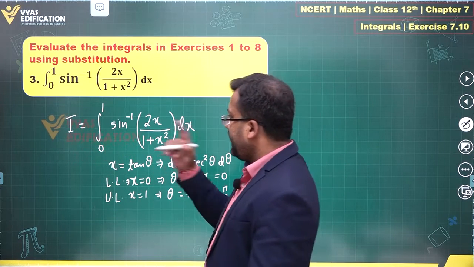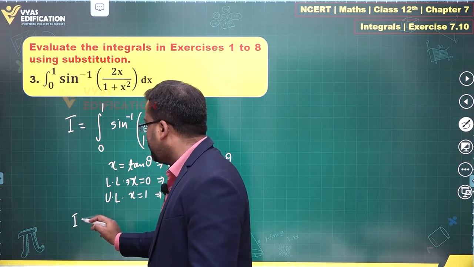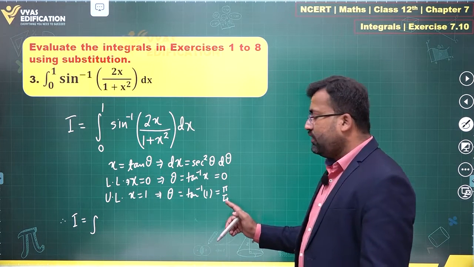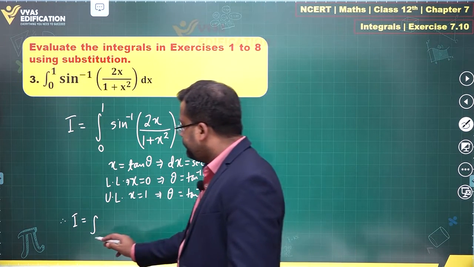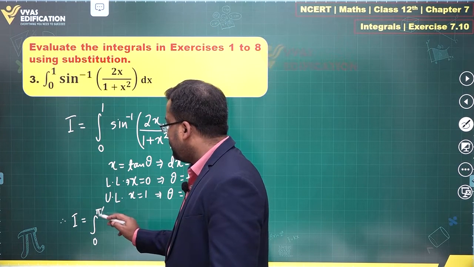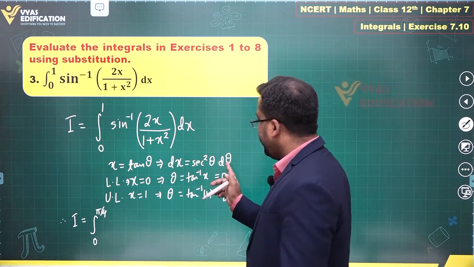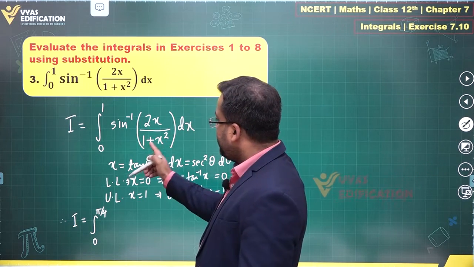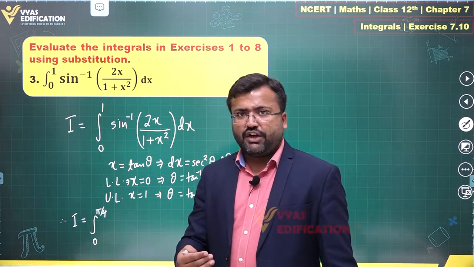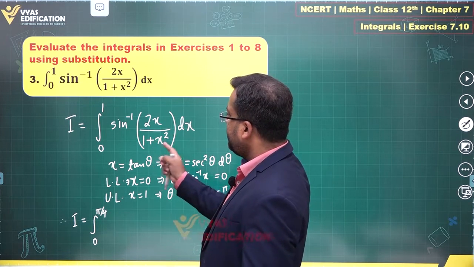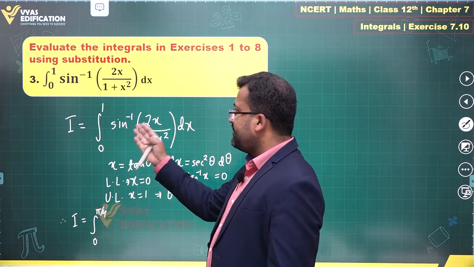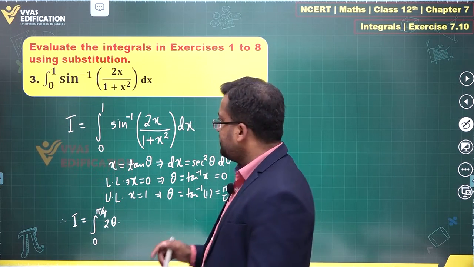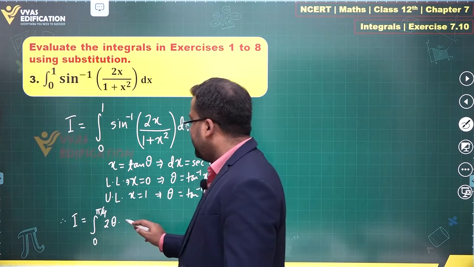And now let's take a look at I over here. I becomes equal to what? Integral from lower limit 0 to upper limit pi by 4. These are the values of theta, right? We are converting everything in terms of theta. Sine inverse 2 tan theta upon 1 plus tan square theta, which we have already thought. So this is 2 tan theta upon 1 plus tan square theta, which is sine 2 theta. Sine inverse sine 2 theta will be 2 theta over here. This is what we want to reach. And dx is sec square theta d theta.